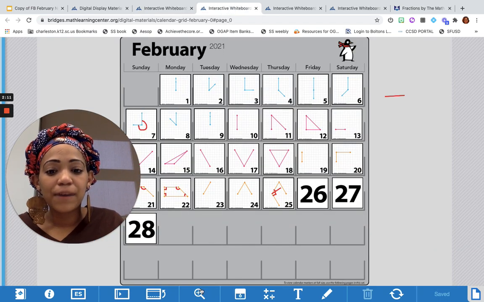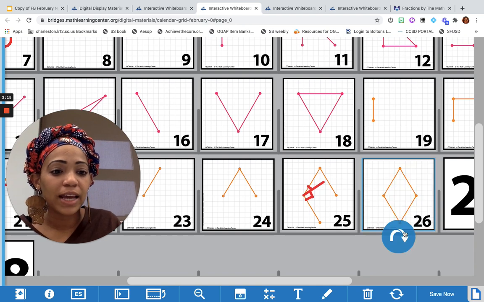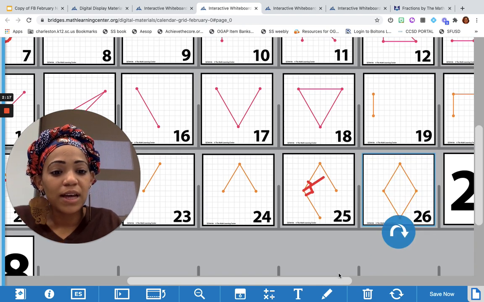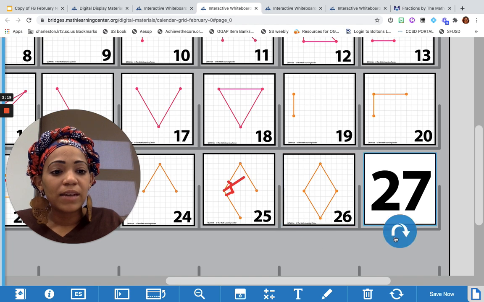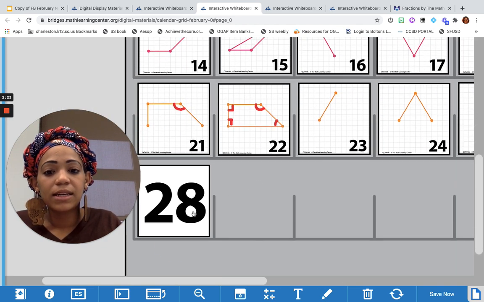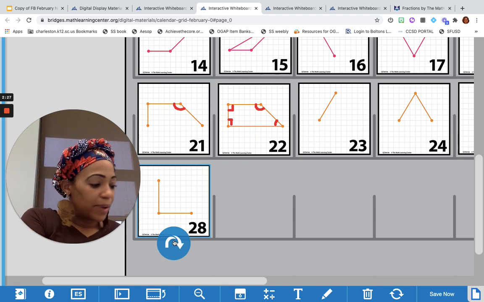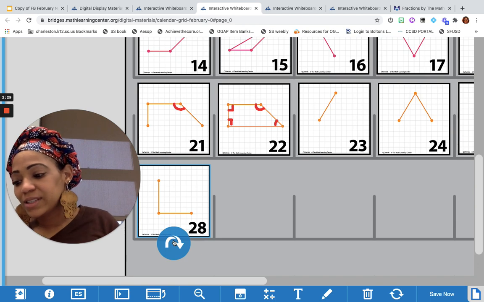Since it is February 26th, let's go ahead and look at our calendar marker for today. So we have another quadrilateral. And then this weekend we would have the line segment and then 2 line segments. So it does follow the pattern that we have just established.